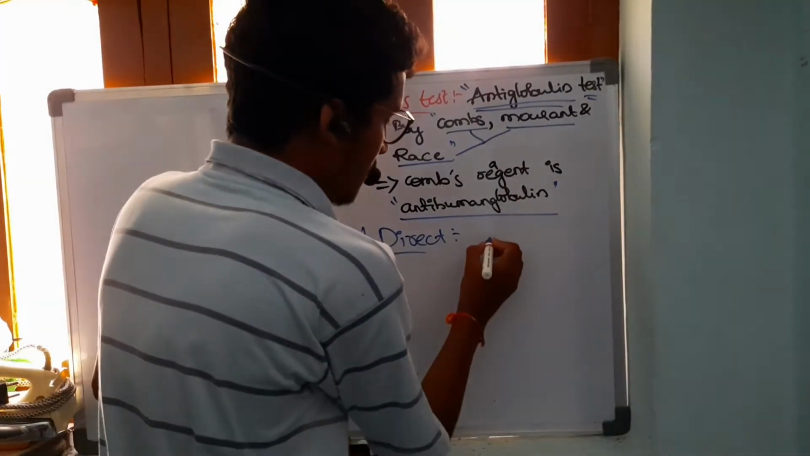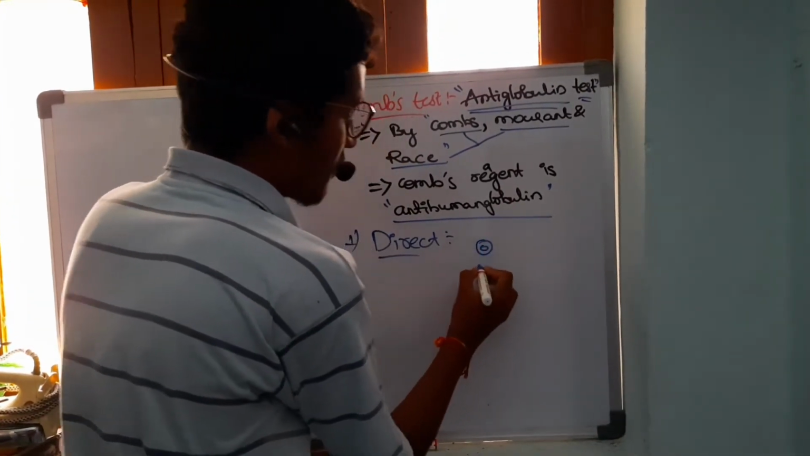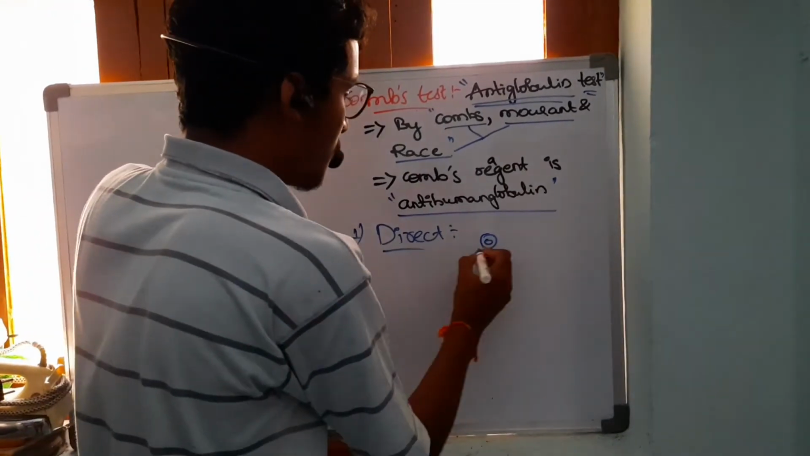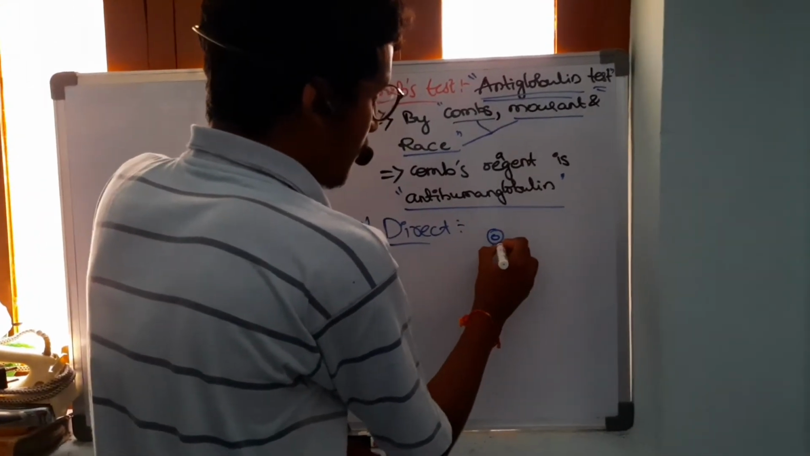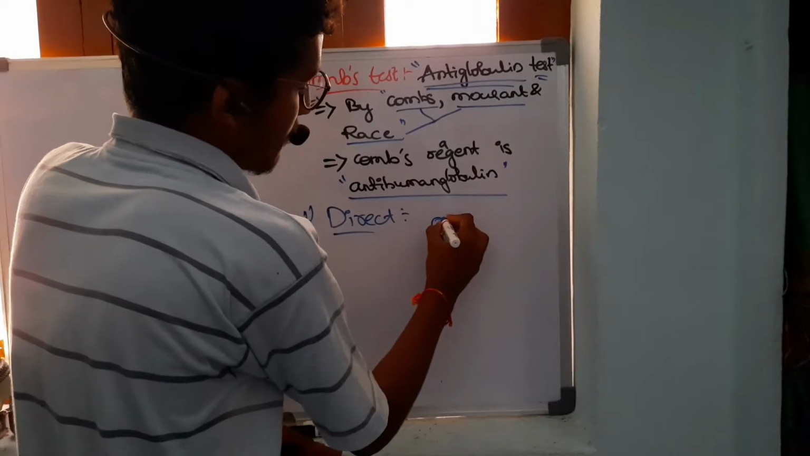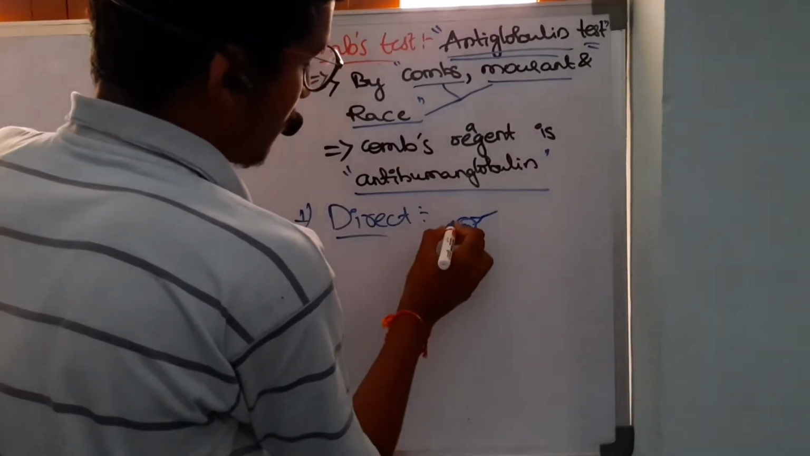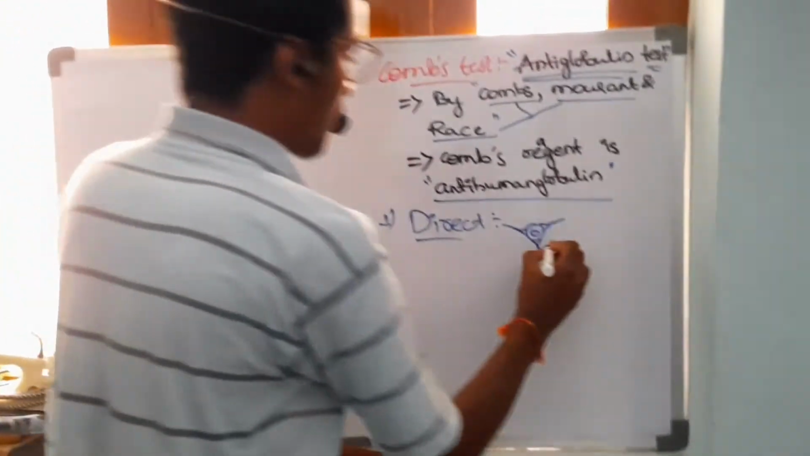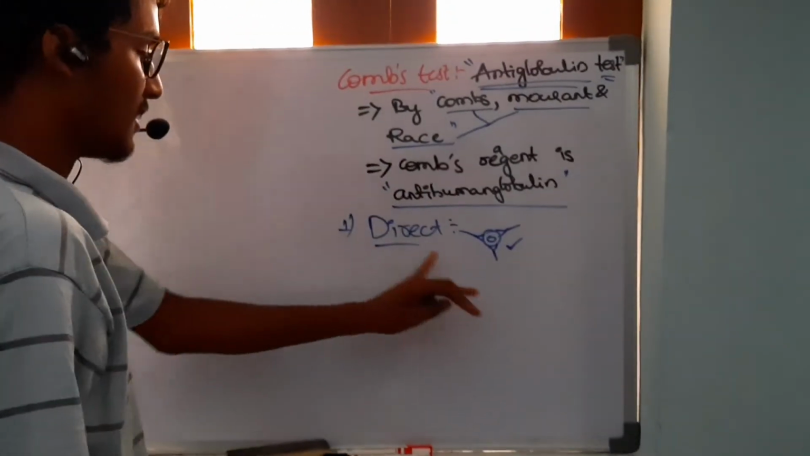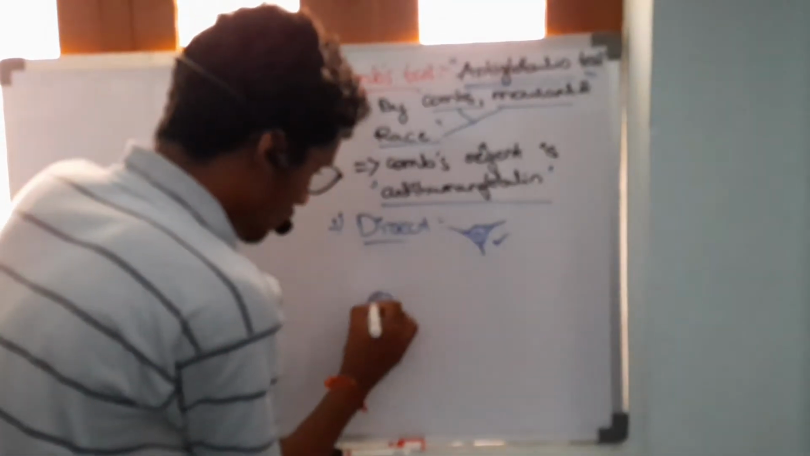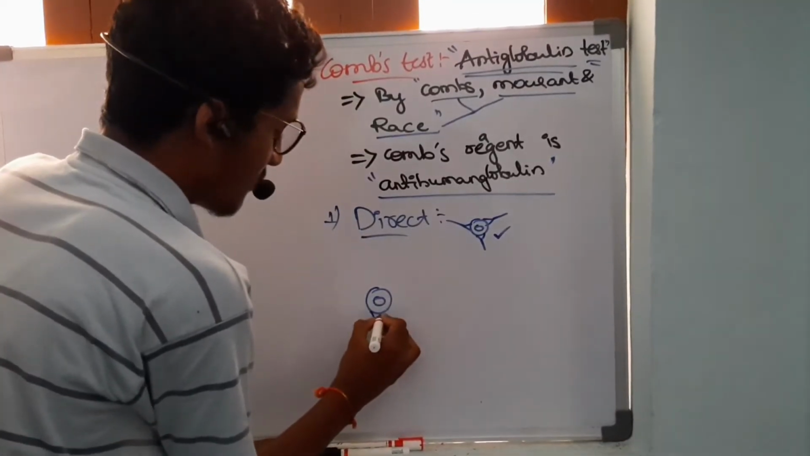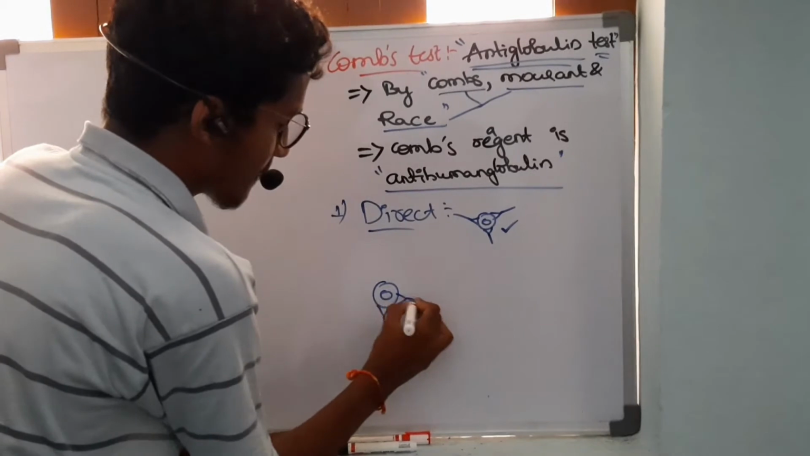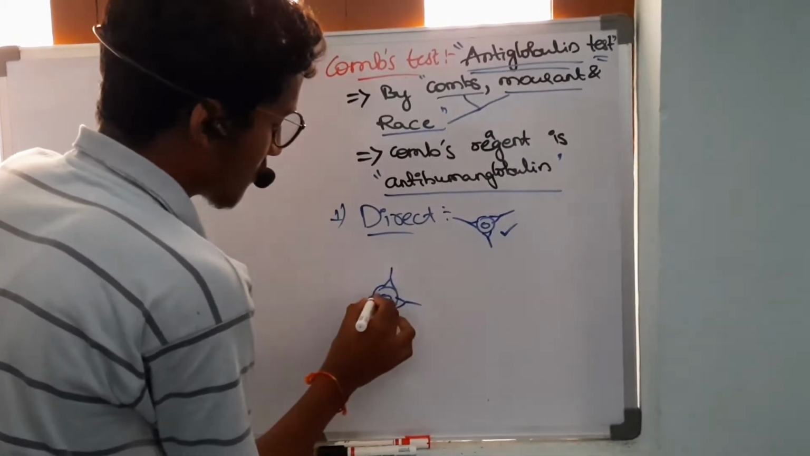The direct Combs test is used to detect the antigens present on a plasma cell. Here, suppose a patient sample is taken.